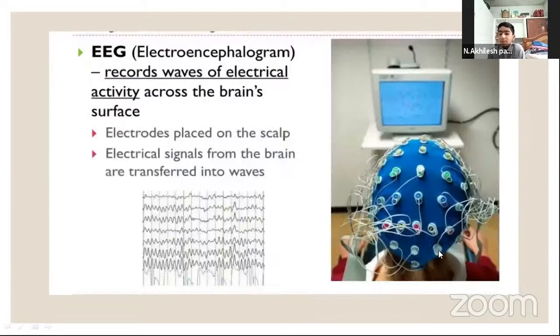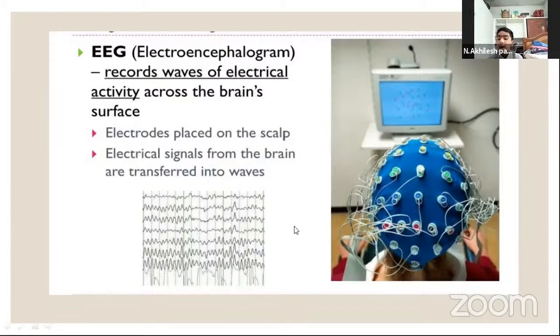Next, the electroencephalogram records waves of electrical activity across the brain surface. Electrodes are placed on the scalp. Electrical signals from the brain are transferred into waves.